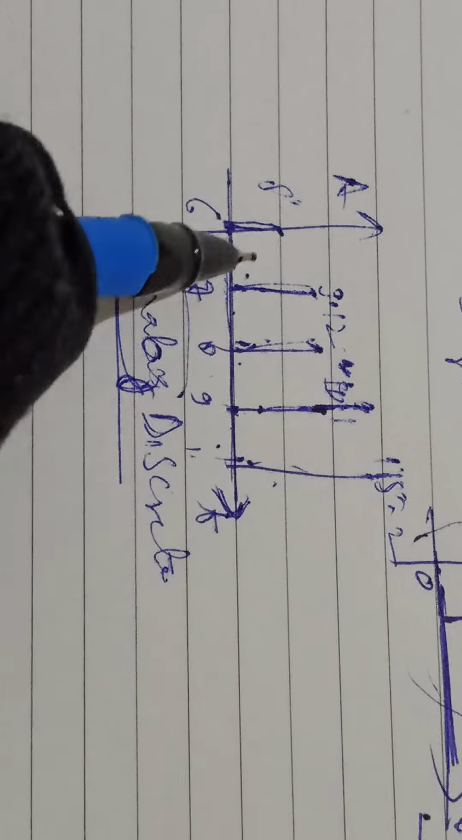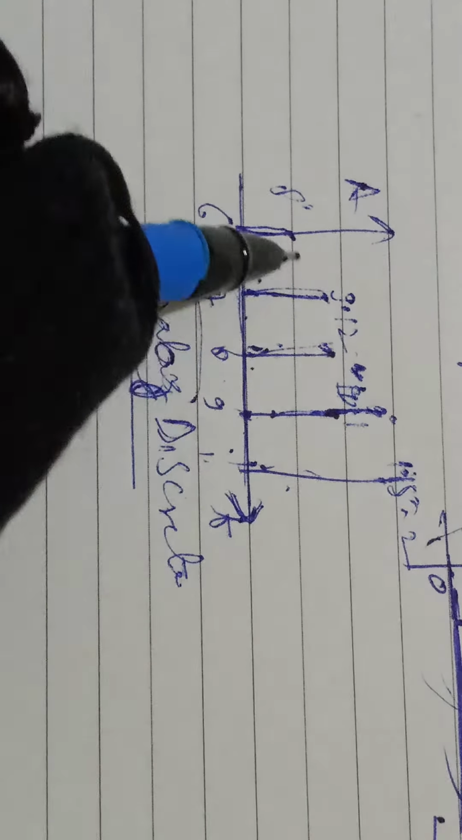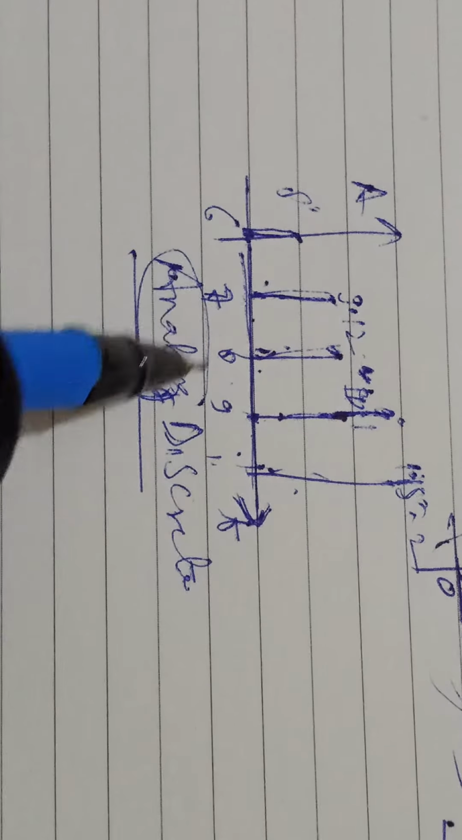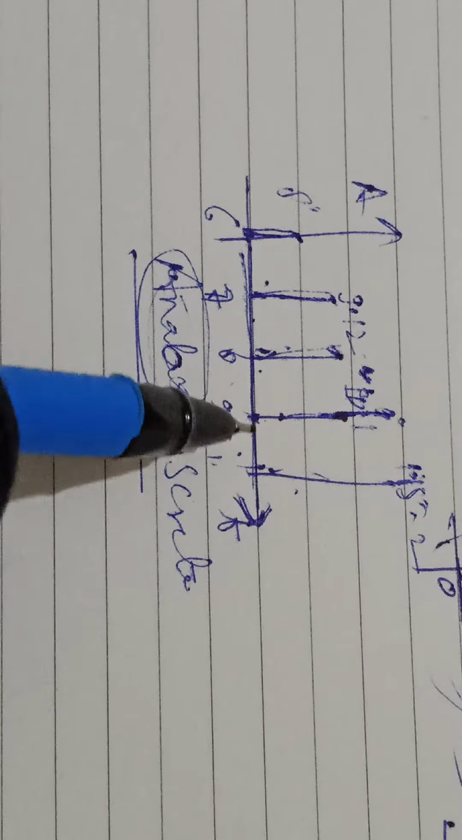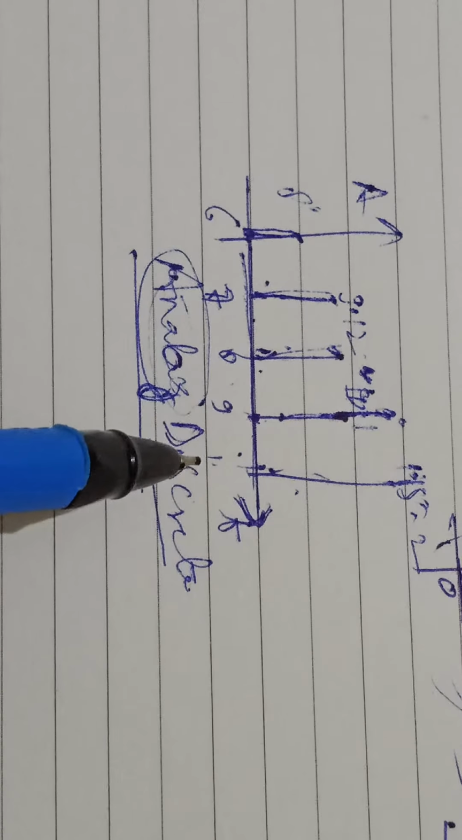Analog means it shows different values, any value can be possible. We cannot predict. That's why it is called analog. And discrete because it is defined for some particular moments of time.